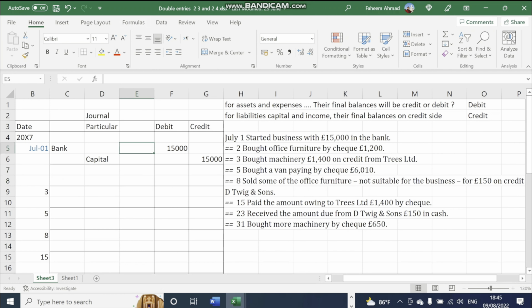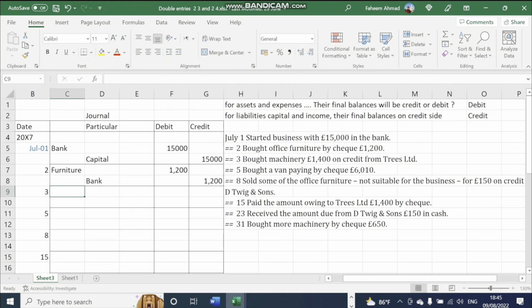So that was the entry on 1st of July. 2nd July, bought office furniture by check. So July 2nd, office furniture is an asset, increases, debit, amount 1200. It is paid by check. Check is an asset. Asset is decreasing. So asset decreases, credit. Bank credit.